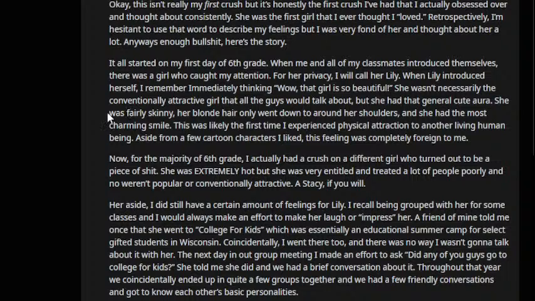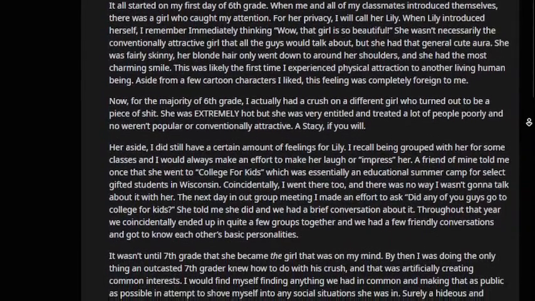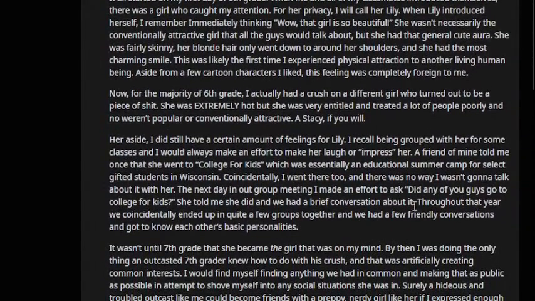She wasn't necessarily the conventionally attractive girl that all the guys would talk about, but she had a general cute aura. She was fairly skinny. Her blonde hair only went down to around her shoulders, and she had the most charming smile. This was likely the first time I experienced physical attraction to another living human being, aside from a few cartoon characters I liked. This feeling was completely foreign to me.